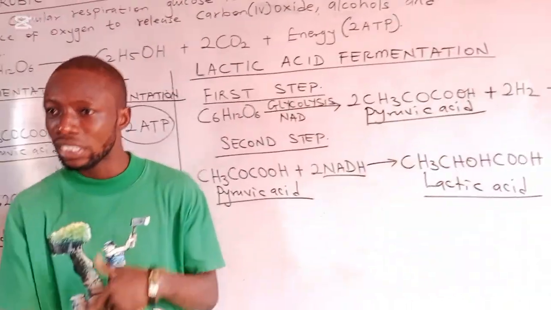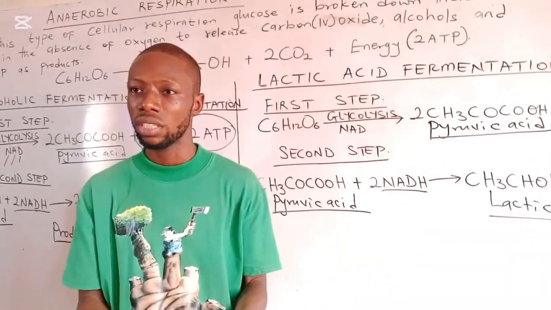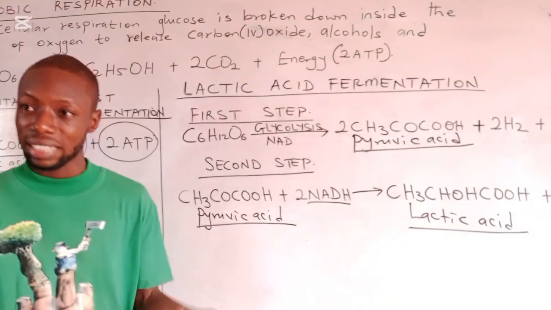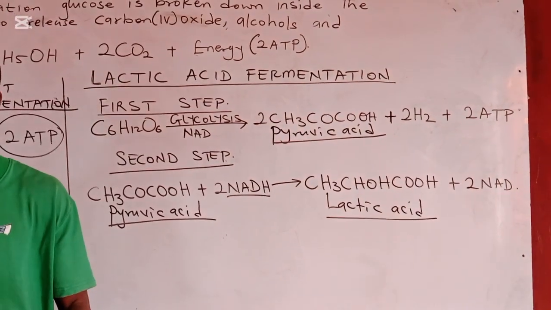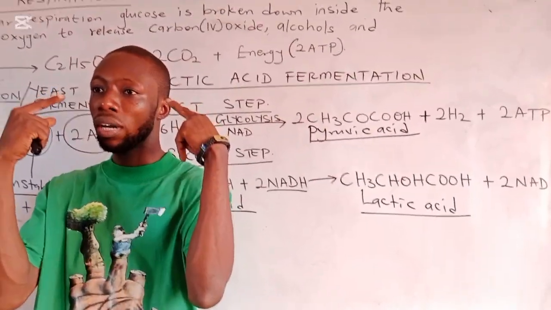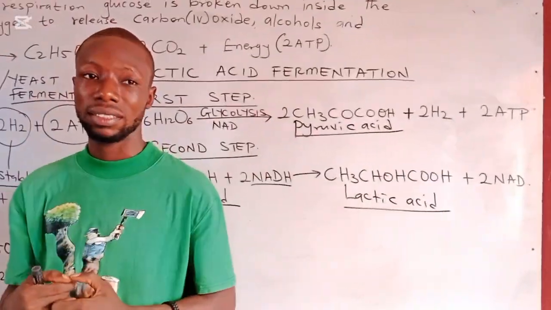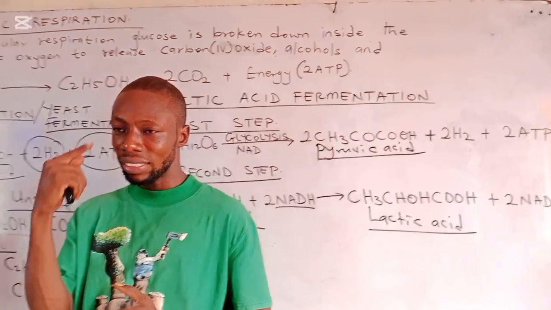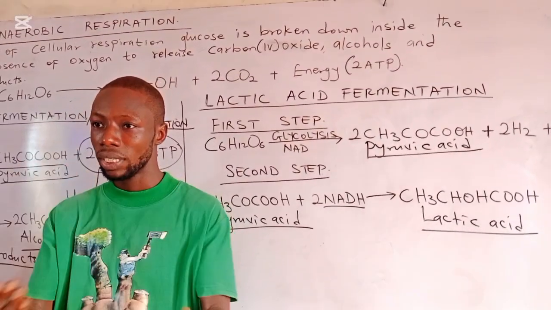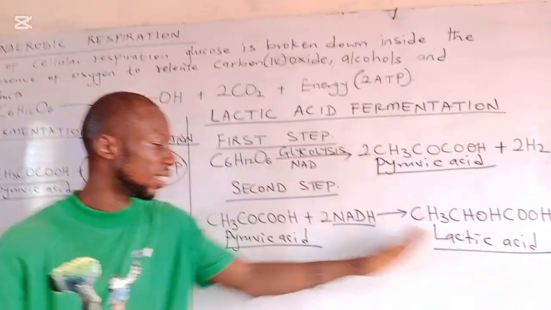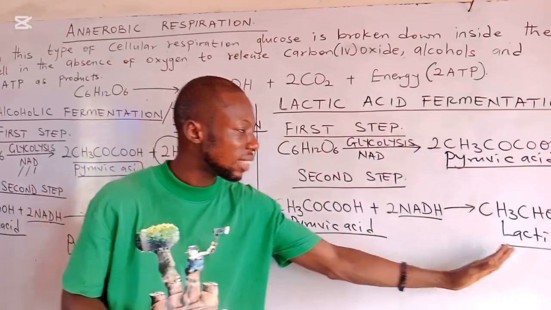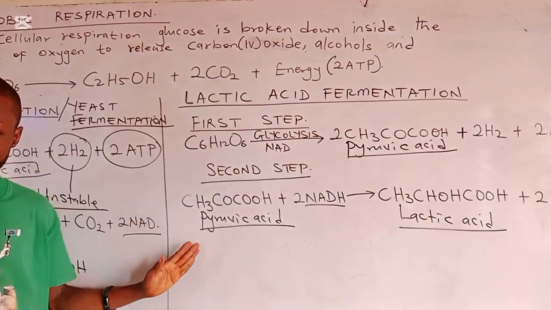If you keep running and then finally stop, this excess lactic acid that has resulted in muscle cramp and muscle fatigue will send signals to the medulla oblongata to increase the breathing rate. As the breathing rate increases, more oxygen comes inside to convert the lactic acid to pyruvic acid.